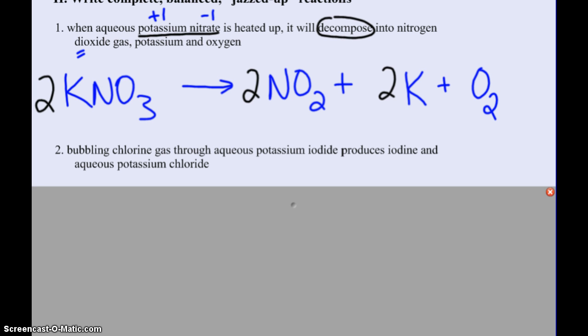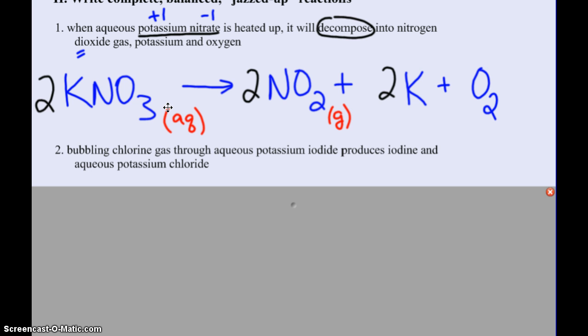Okay, so now I just need to add symbols to this. I've got my proper formulas. I am balanced. So when I look, I see potassium nitrate is aqueous, and so I put an AQ in parentheses to symbolize aqueous. Then I see that nitrogen dioxide is gas, so in parentheses I put a little G for gas. And then I see potassium and oxygen.